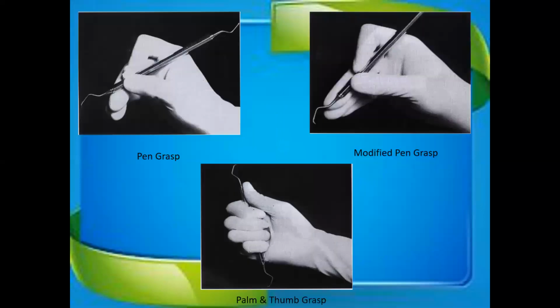So these are the 3 types of grasp. First picture shows the pen grasp. Second picture shows the modified pen grasp, that is the most desirable and most commonly used grasp. And appreciate that in this grasp, the index finger is resting on the shank area of the instrument. Third grasp is palm and thumb grasp. This grasp is basically used while sharpening instruments.